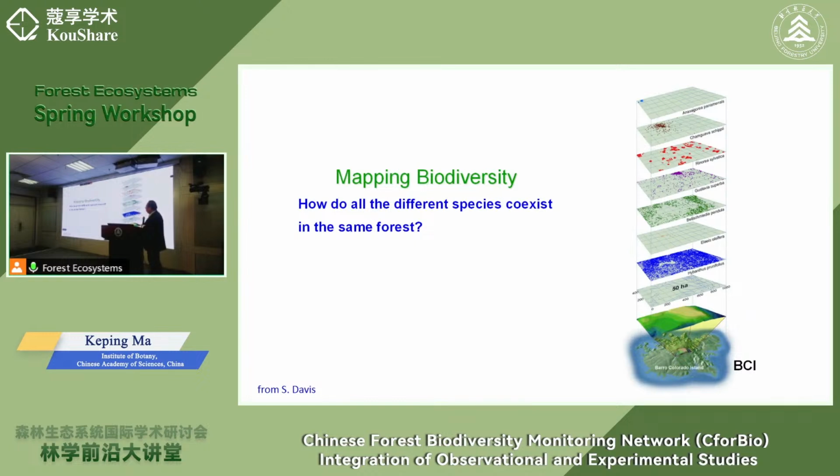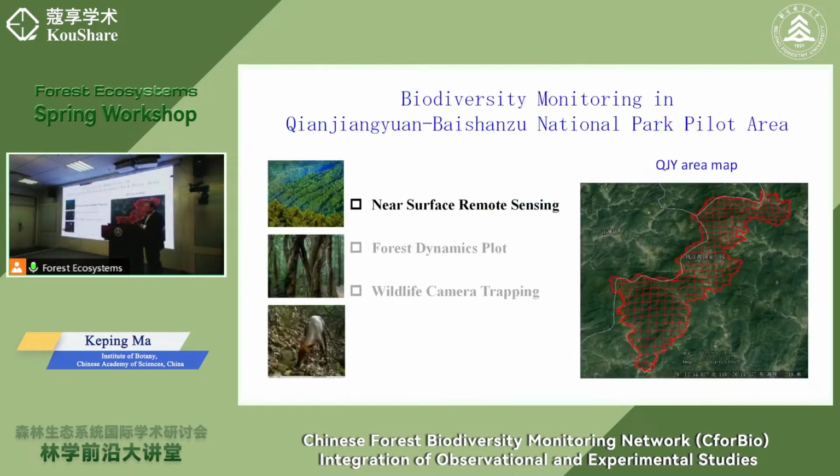I think these slides you might have seen many times. That's why mapping biodiversity, and to explore the key question, how do all the different species coexist in the same forest? That is the critical question for setting up forest dynamic plots to explore. And I just take Qianjiangyuan National Park pilot area as an example to show what we are doing with the forest dynamic plots in China.